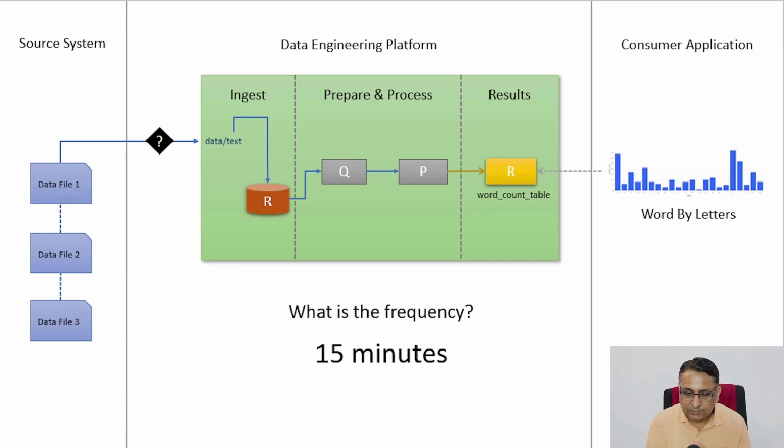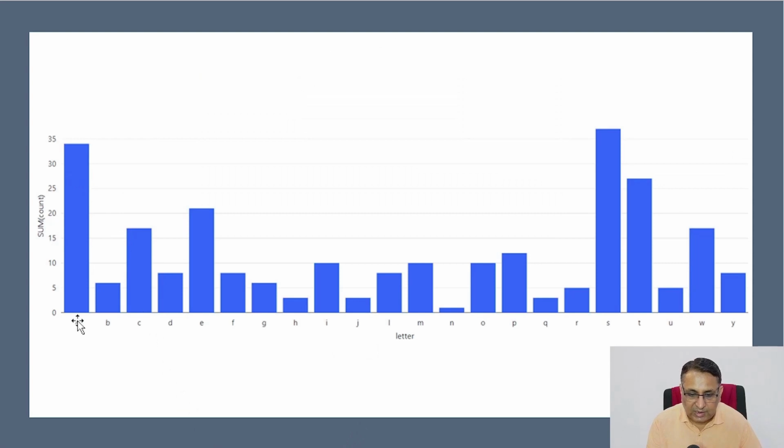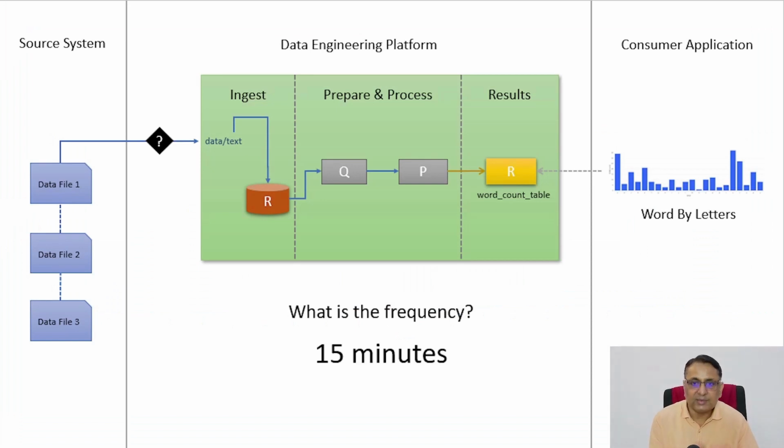Simple. So let me show the report once. So here is the report. On the x-axis, we have letters, alphabetical letters, and on the y-axis we have the count. So the report simply shows how many words start with alphabet A, right? This is the count of the words starting with A. Similarly, this is the count of words starting with S. That's what we want to do. I hope you understand the problem.